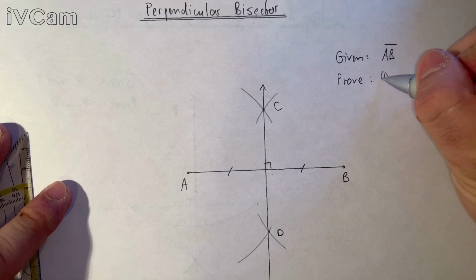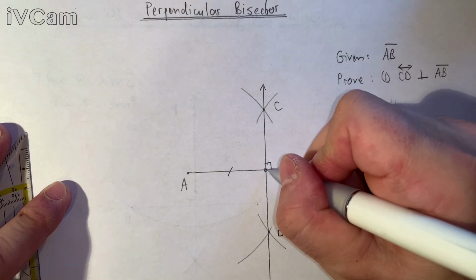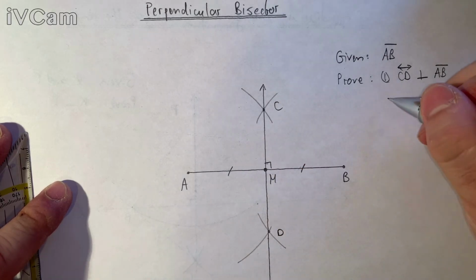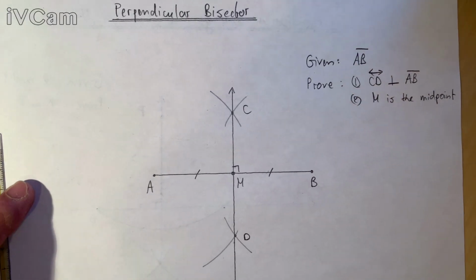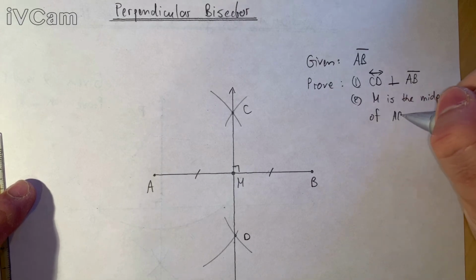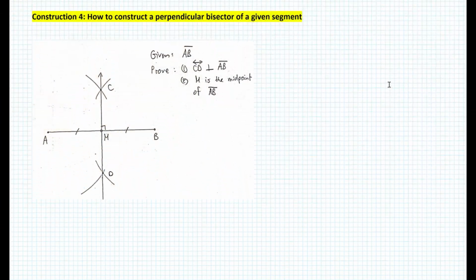First of all, let's write number 1, that line CD is perpendicular to segment AB. And secondly, let's call that point M. How do we prove that M is the midpoint of segment AB? So let's discuss this now. After watching our last construction on how to construct a perpendicular bisector of a given segment, let's prove it now. Again, we set up a statement reason table and post the first given.